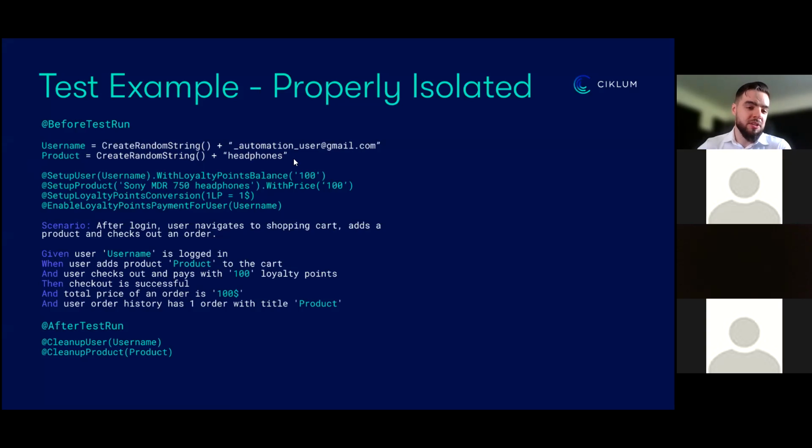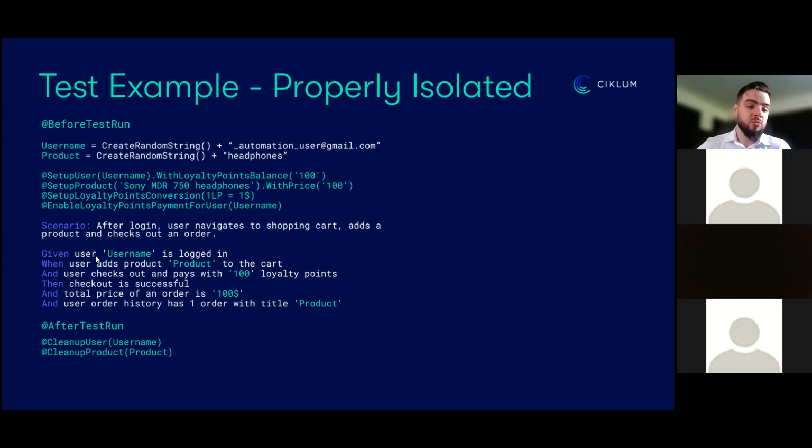We also create a product for our test. And before the test, we set up our user. We make sure he has enough loyalty points balance so he can pay. We also set up our product with the expected price. We set up the loyalty points conversion, which we need for our tests, and we enable this loyalty points payment.